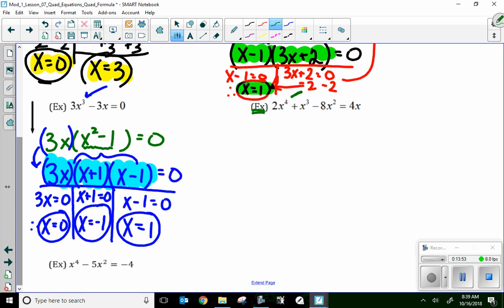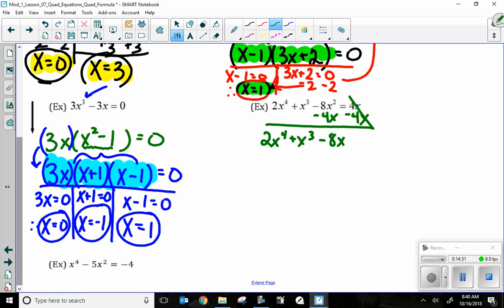This next one. Right off the bat, I see that my biggest exponent is 4. I should have 4 answers when I'm all done with this, which means I should have 4 parentheses at the end right before I solve this. So I'm going to start by setting this one equal to 0. And this one's going to be a little bit more writing. Just bear with it. I'm going to start by subtracting 4x from both sides. So I have 2x to the 4th plus x cubed minus 8x squared minus 4x equals 0.